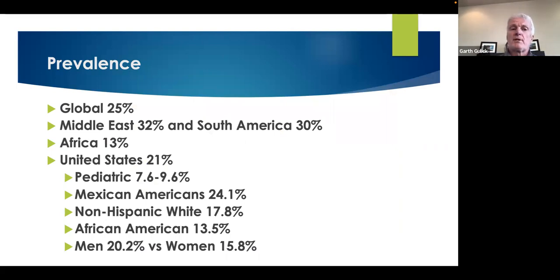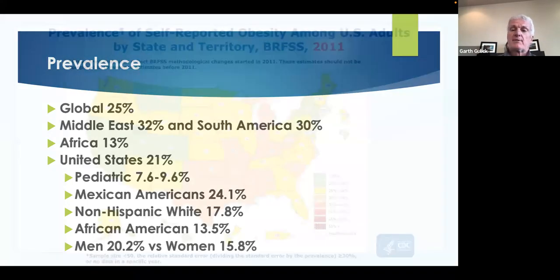Prevalence-wise, it's 25% of the whole world. People in the Middle East and Hispanics are more prone to it. One of the few diseases where African Americans do better. They're at 13.5%. But in America, 21% of teenagers to adults have fatty liver. You can see even in the younger groups, 7.6%, almost 1 in 10 pediatric patients now with fatty liver disease. I don't have to tell you why.